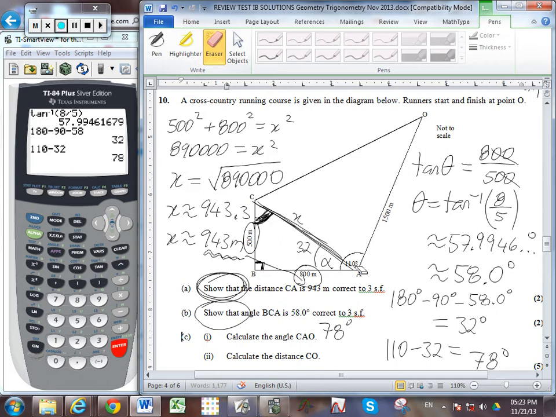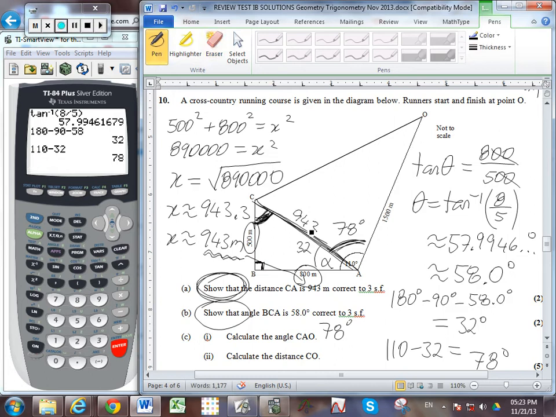Okay, so let's just erase some of this extra work. And so this right here I now know is 78 degrees. Right, alright. And, oh, I also know the value of x, don't I? I found this earlier on. It was about 943.